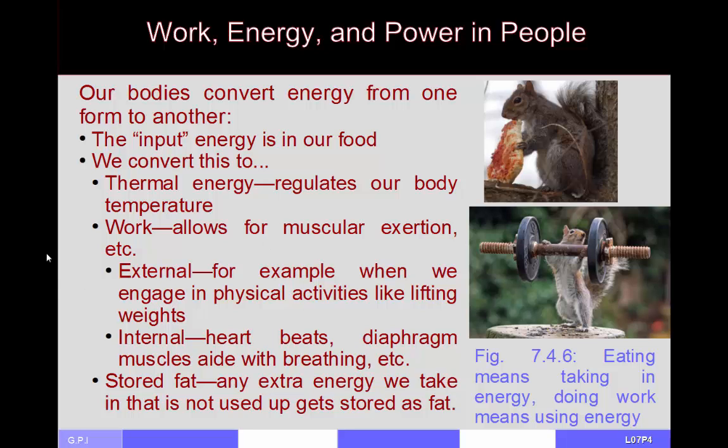So one such example has to do with how our body metabolizes food, how we get energy into our system, how we get energy out of our system. So basically, we eat food, and that is energy input into the system. Our body breaks that down, stores it as fat or carbohydrates or what have you for energy. And then that ends up getting converted to a variety of things. So there's thermal energy. That's what regulates our body temperature.